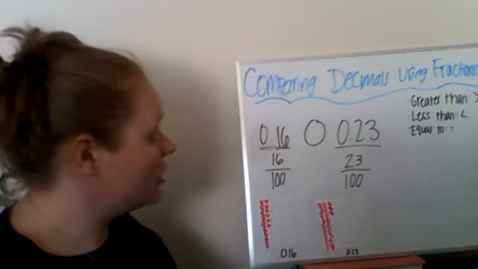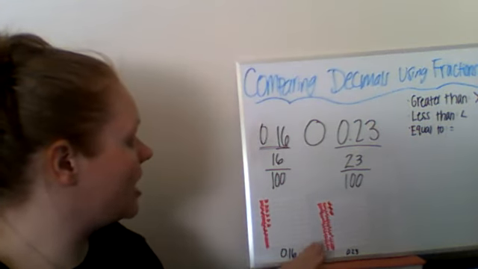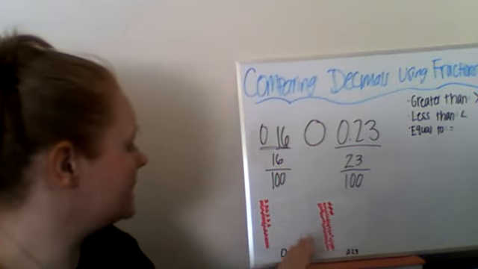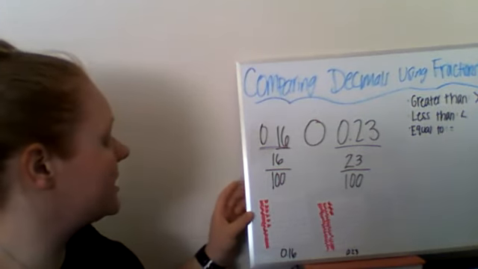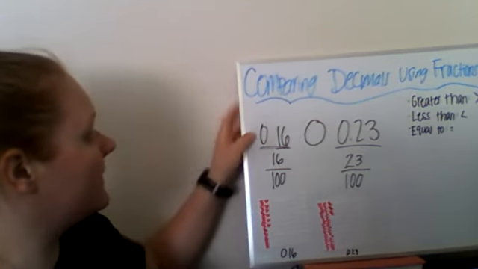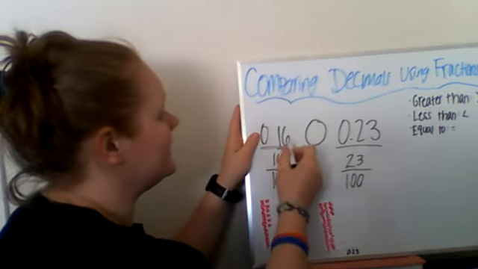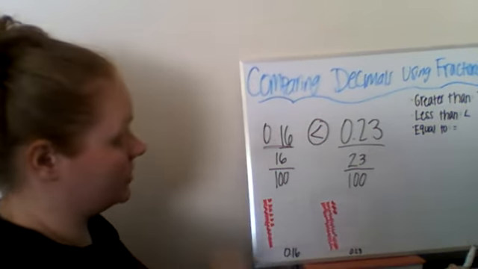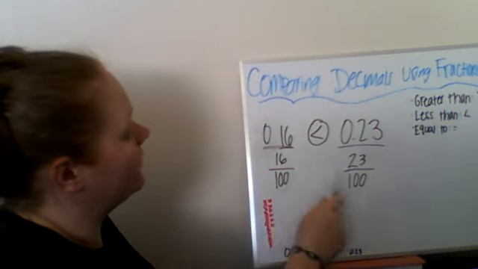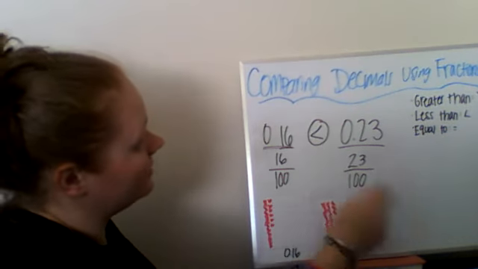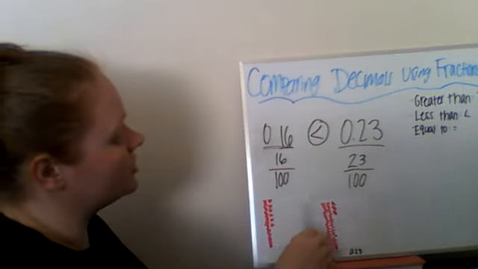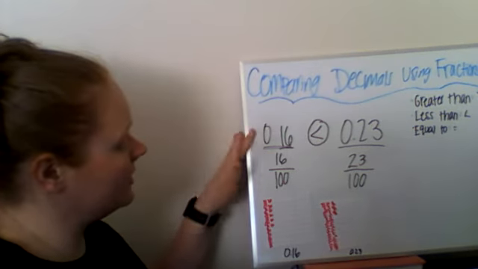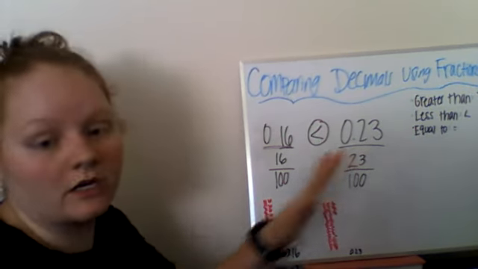When I look at my hundredths block, I clearly can see 23 hundredths has more shaded in compared to 16 hundredths. So if I go back up here, 16 hundredths is less than 23 hundredths. You can look at your fraction form, 16 is less than 23, and if you look at your hundredths block, 23 has more shaded in. So that means 16 hundredths is less than 23 hundredths.